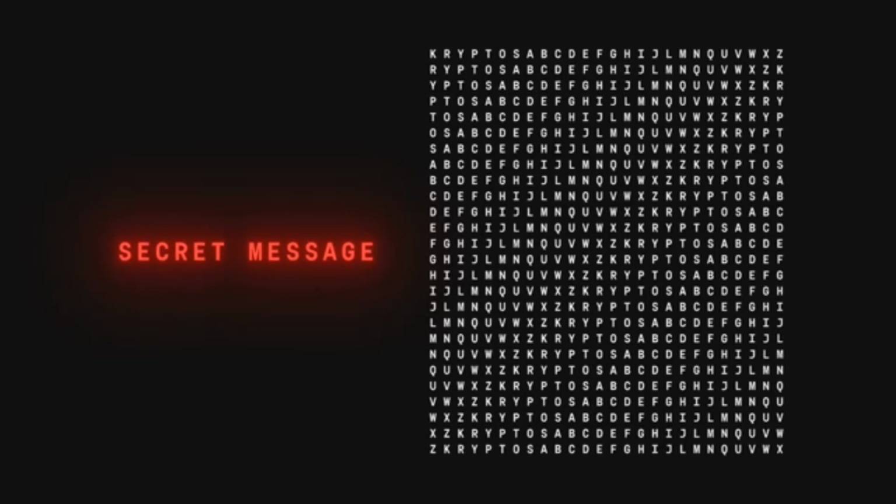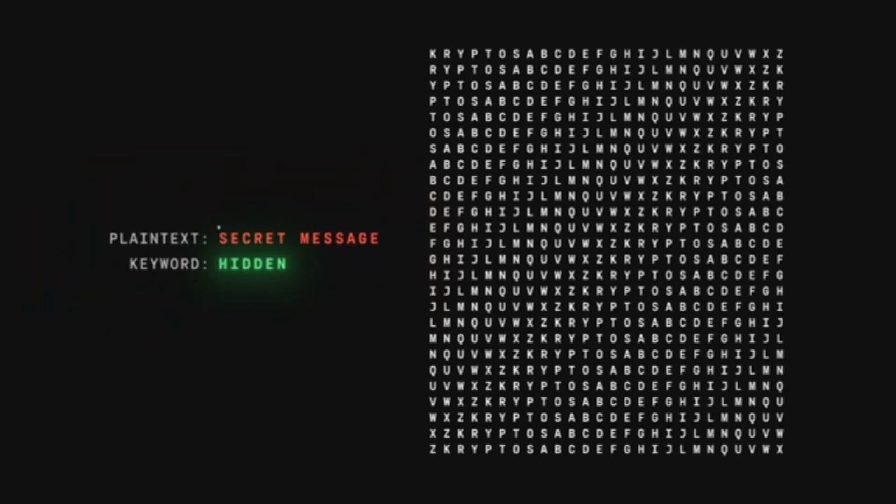The first thing we need is another keyword. Let's say the keyword is hidden. Because secret message is longer than hidden, we simply repeat the keyword until it matches the length of the plaintext above. Once that's done, we're now ready to encrypt.